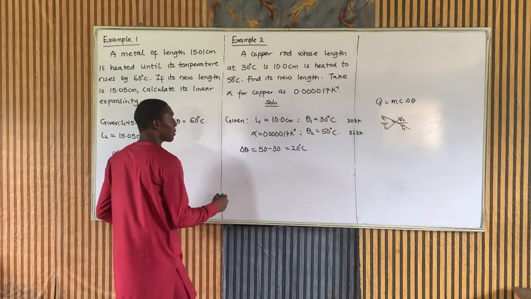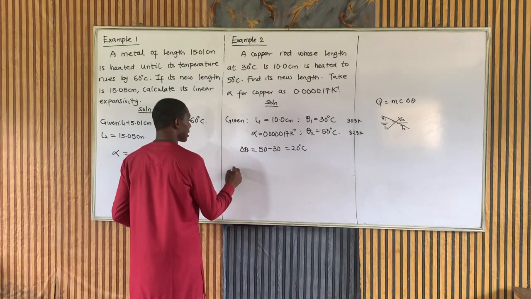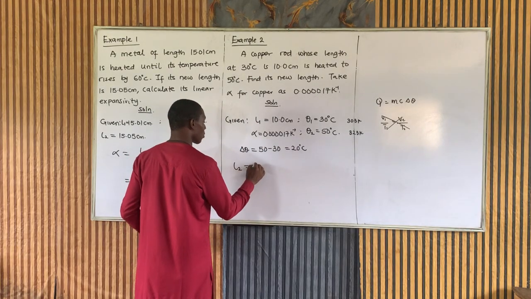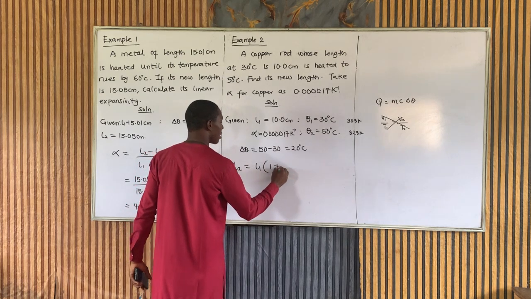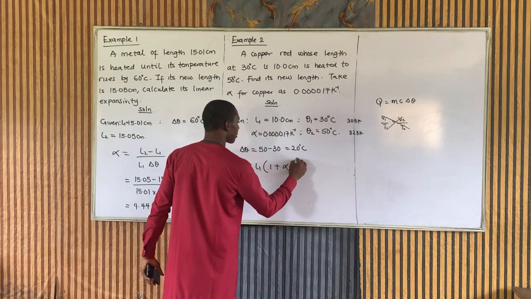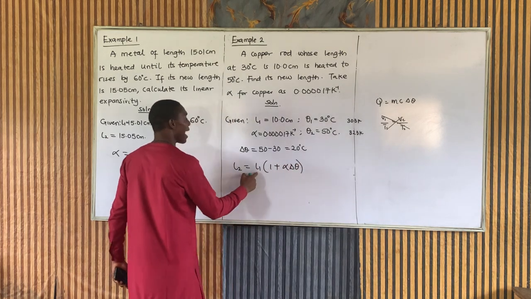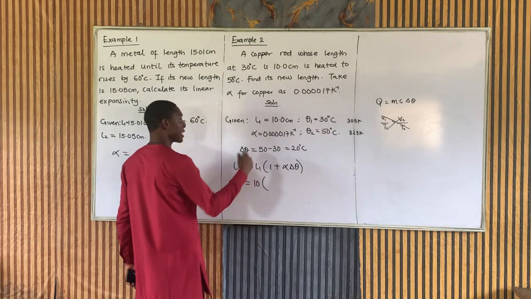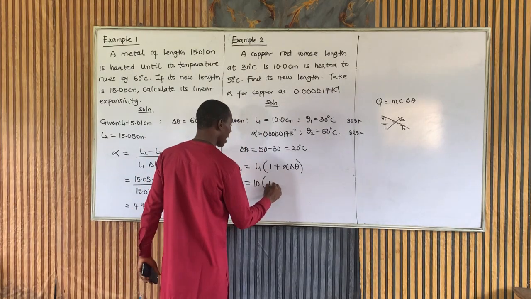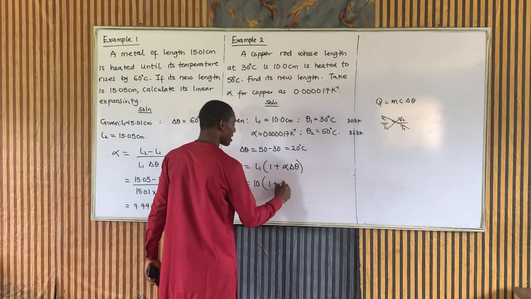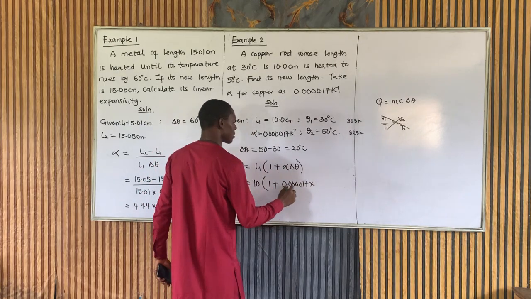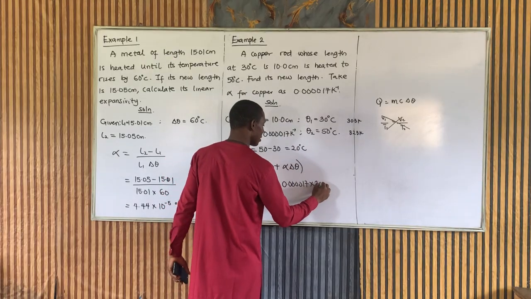Let's continue with our question now. We need to calculate the new length. We've derived that the formula for new length is L2 is equal to L1 into bracket 1 plus alpha change in temperature. And so our L1 is 10.0, which is still 10, into bracket 1 plus our alpha, given as 0.000017, times change in temperature, given as 20.